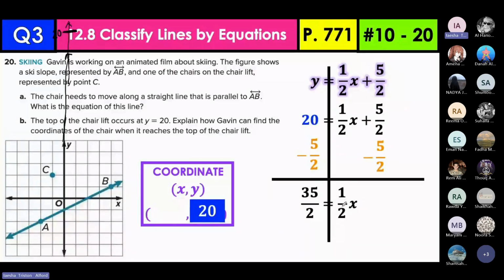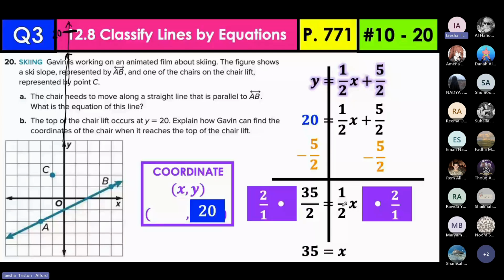This one, how do you take the fraction? It's 1/2. Anybody remember how to take the fraction? Should multiply by 2 or 2/1 both sides. So x is going to be equal to 35. That's the second part of the word problem.